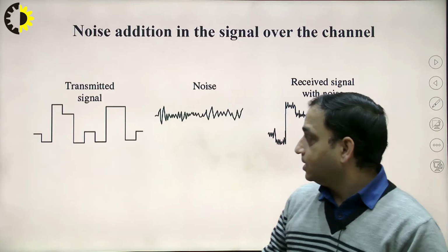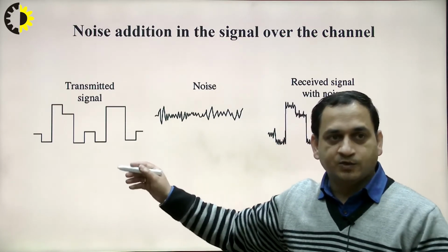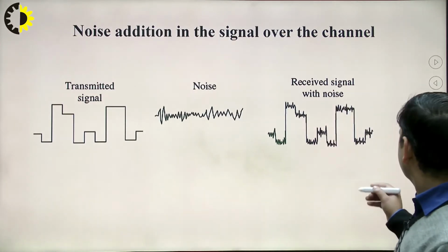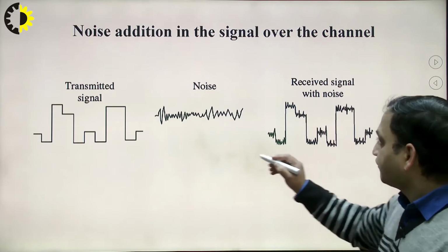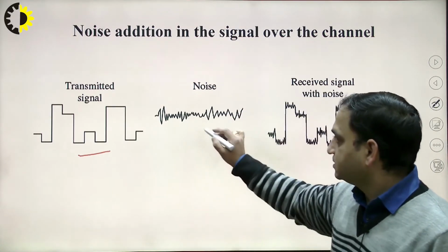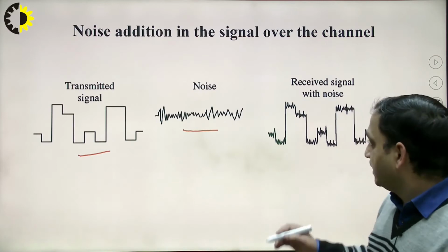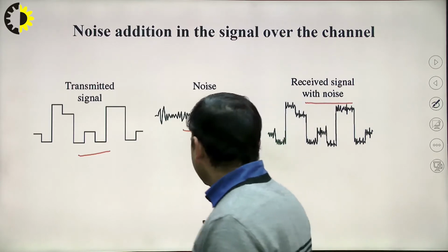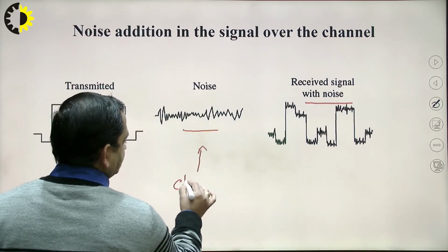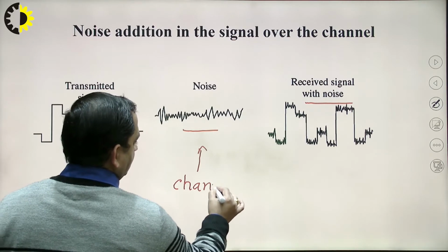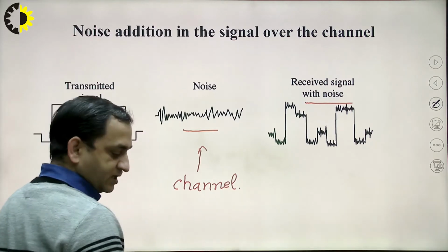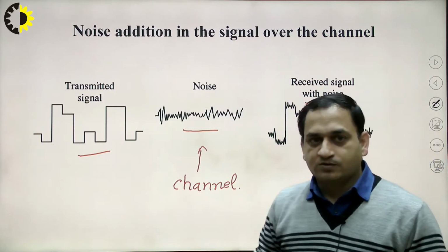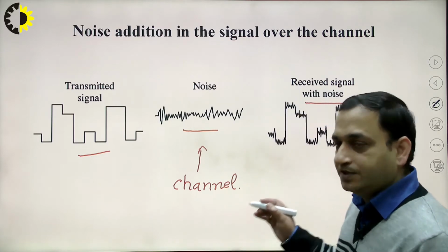The transmitted signal, as it is noisy in nature, will be received with the noise. Here we can see this is a plane signal, this is the noise which is added through the channel, and this is the received signal. This noise is added in the wireless channel we are talking about, so the received signal will be noisy in nature.